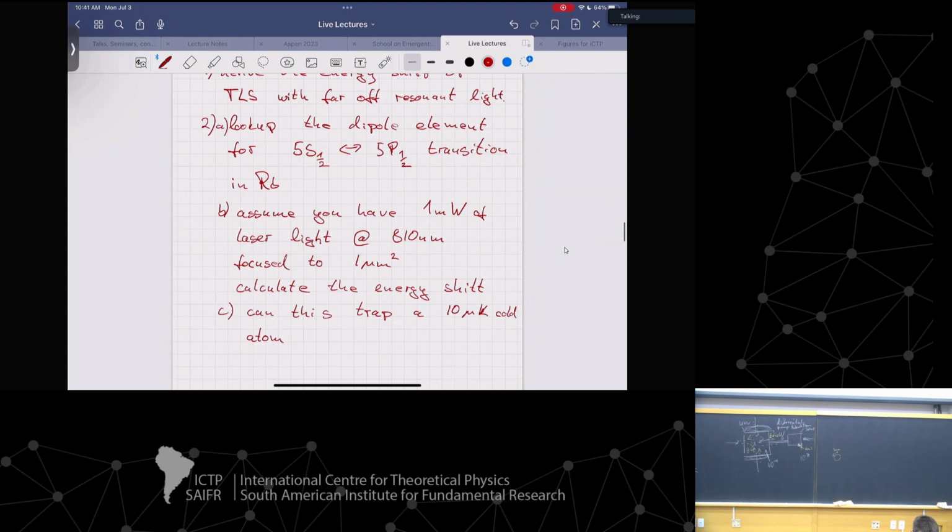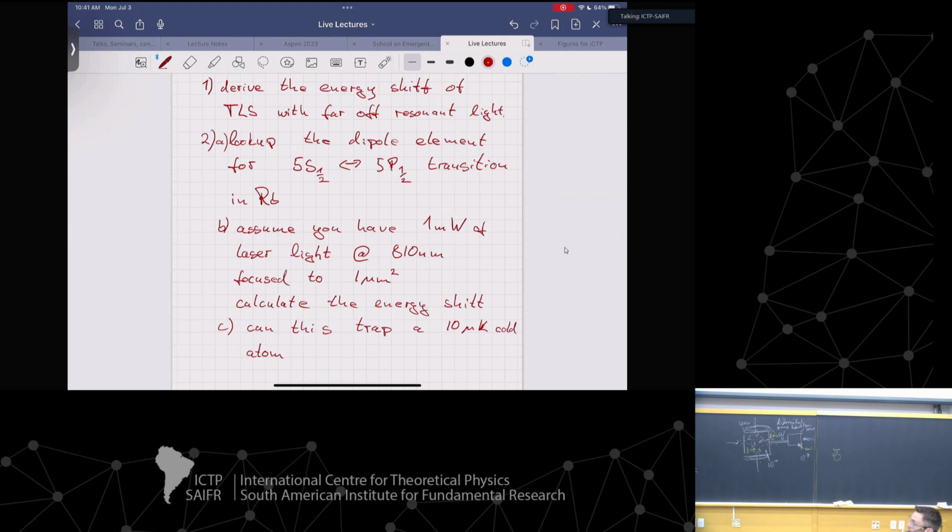So those are the questions. Oh, it's 4 questions. Okay, there you go. The first one is just from the Hamiltonian, just a 2-level system, far detuned driving, derive the energy shift. And then the second one, think like an experimentalist. I also don't have those numbers in my head, so I would look at the atom, this looks like a good transition to trap on. I have no idea what the transition dipole element is, so I look it up. Then I look in my lab. Oh, I have some lasers, maybe at this wavelength, maybe I have this much power, and then the question is, can I trap the atom?